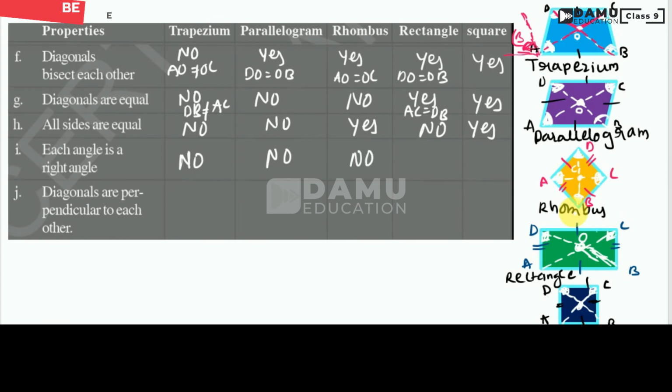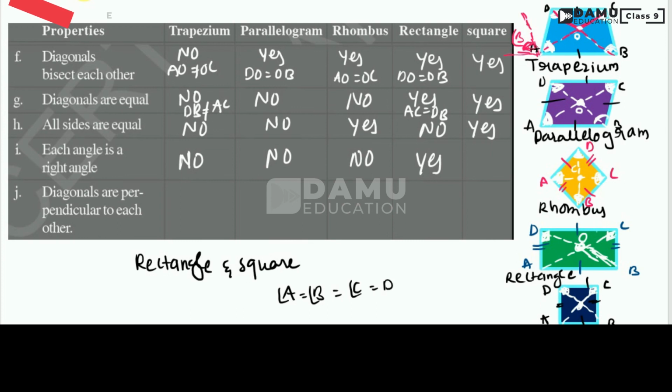For rectangle, yes, all the angles are 90 degrees. So all angles in rectangle and square, angle A will be equal to angle B will be equal to angle D will be equal to 90 degrees. So square and rectangle, yes, yes. All the angles are equal to right angles, and right angle means 90 degrees.